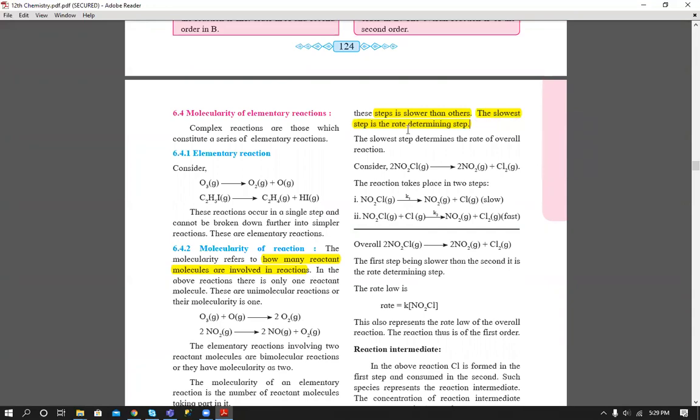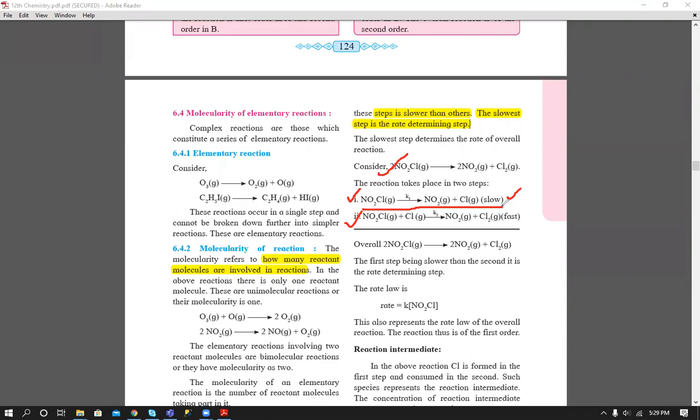Okay, the slowest step in the reaction is the rate determining step. Here is the reaction given, and this reaction can be broken into two steps. Of the two steps, step one is the slowest reaction, so it is the rate determining step. So what does it mean?